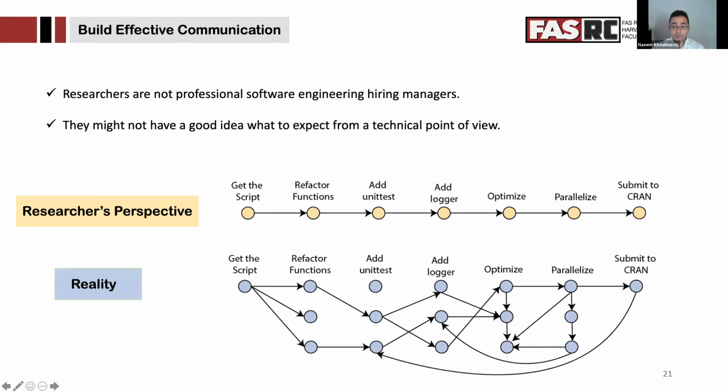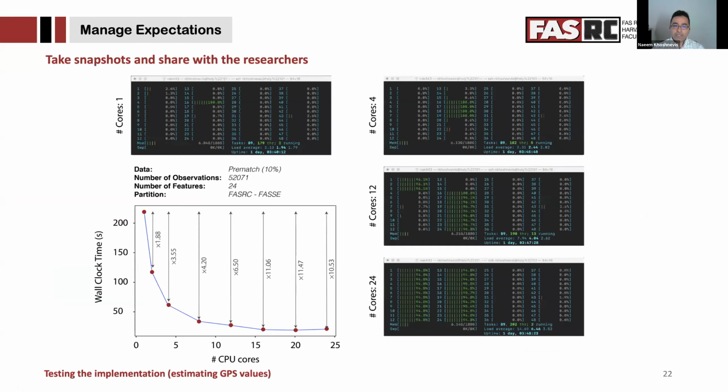Technology is growing, and each year there is new technology with different requirements. So it takes time to find the best solution for the problem, and you should be open with the researchers about that and help them understand the process is not that easy. And sometimes I found taking snapshots and sharing them with researchers can be very helpful. They can see what's going on, and when they are choosing different input parameters, what has happened internally.